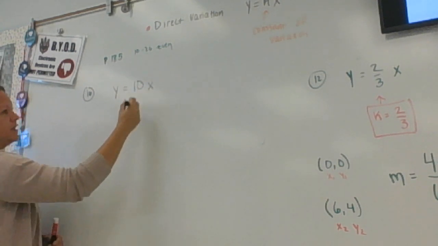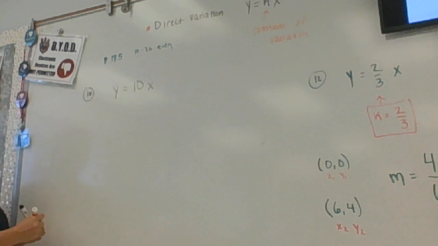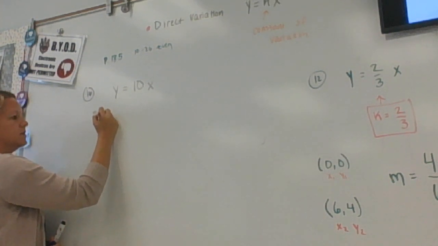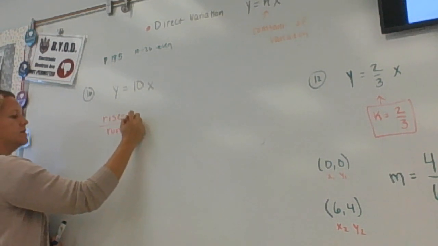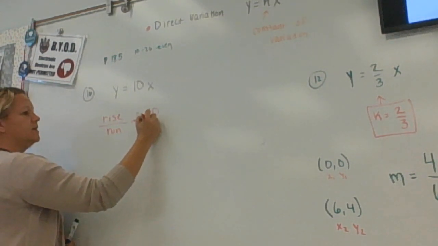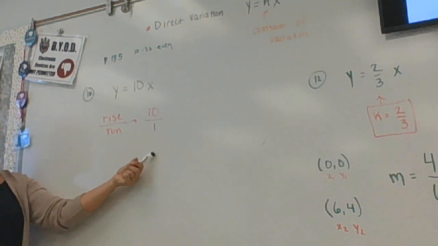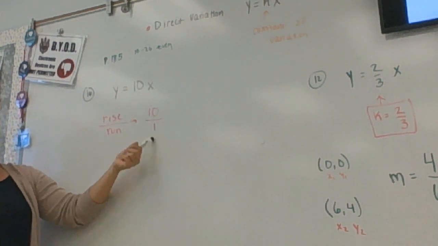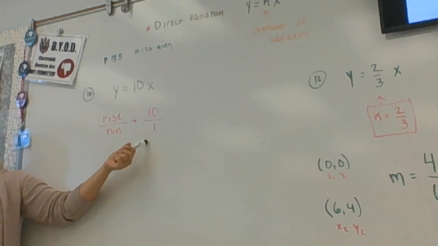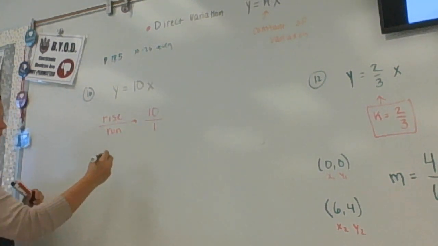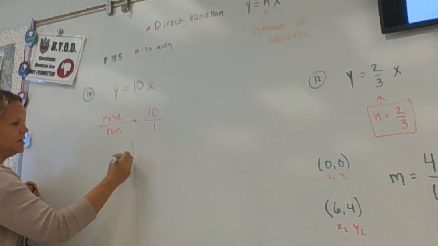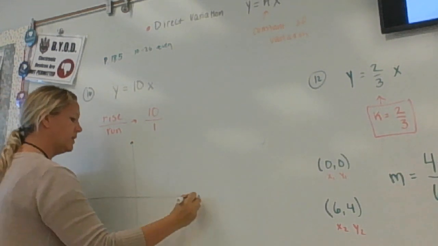Our constant of variation here is 10. So when I do rise over run, I'm going to rise 10 and I'm going to run 1. If there's no fraction, put an invisible 1 underneath your K value. So when you make your X and Y axis, you're going to need to make sure you get at least 10 spots in.